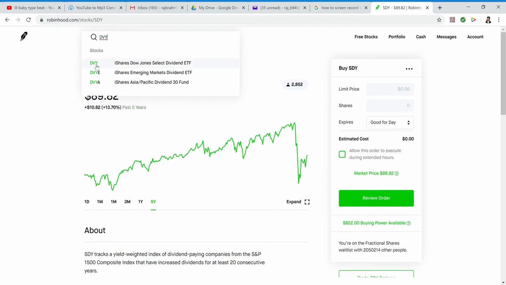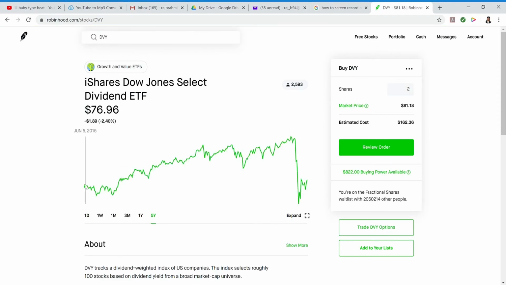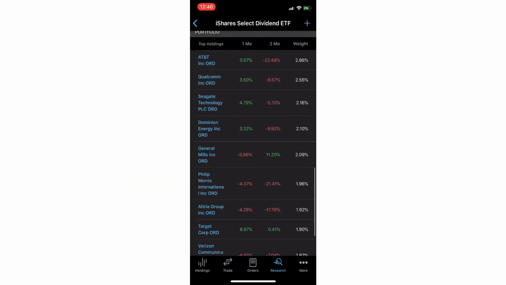Next we're gonna go to DVY, which is a Dow Jones reflective index fund, and the Dow Jones is like 30 companies, the 30 biggest companies in the U.S. It follows the Dow Jones, which is another index that's in the market. Again, do your research, guys, because research really helps. Right now it's super cheap.